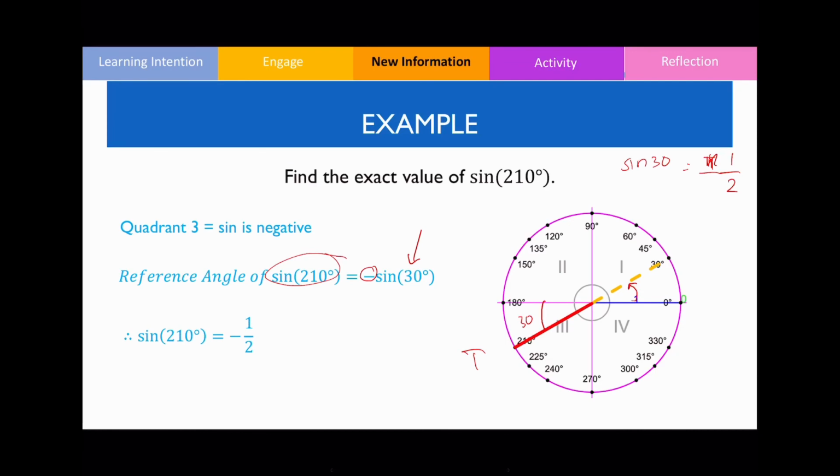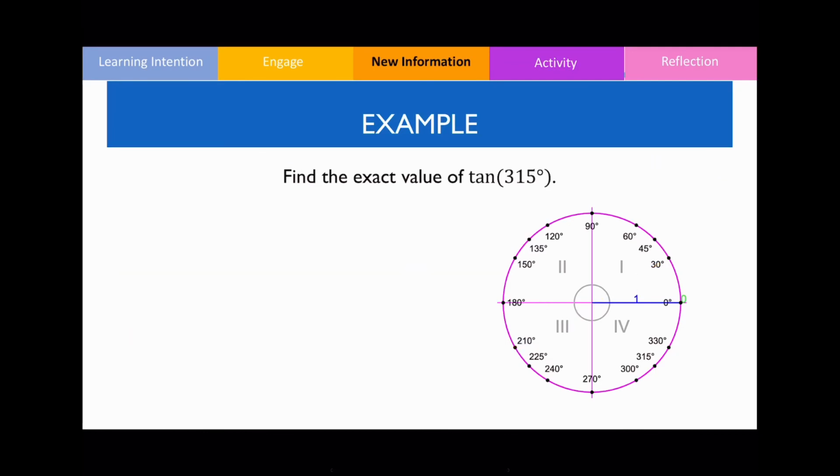Let me go through one last example with you guys. This question asks you to find the exact value of tan 315. 315 lies within the fourth quadrant, and I know that tan is negative in the fourth quadrant. So therefore, you will have a negative answer.